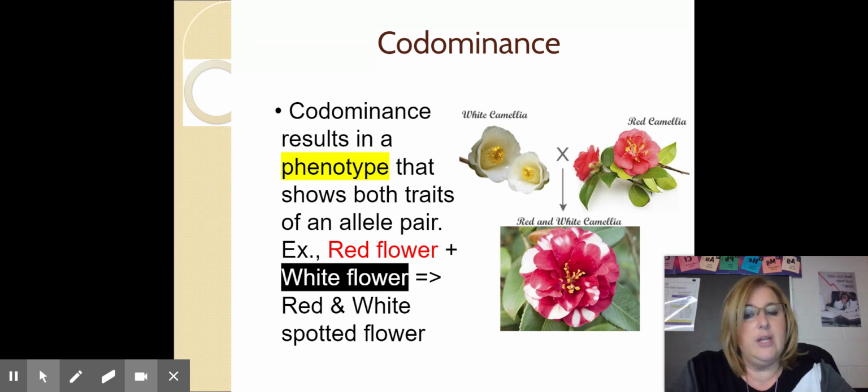Codominance results in a phenotype that shows both traits. So here you have the white camellia and the red camellia flower. If you cross the two, it's not pink, it's red and white. So it's important to remember that in a true codominance, both alleles will show up individually in the phenotype. So you've got red and white spotted flowers.